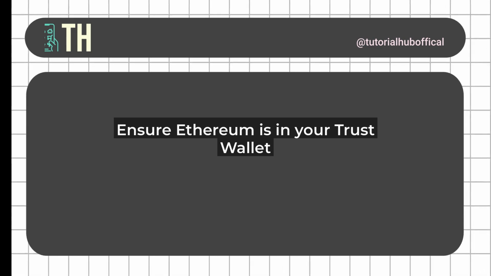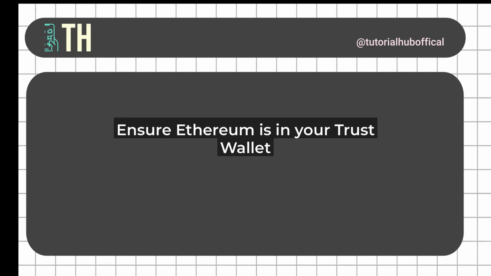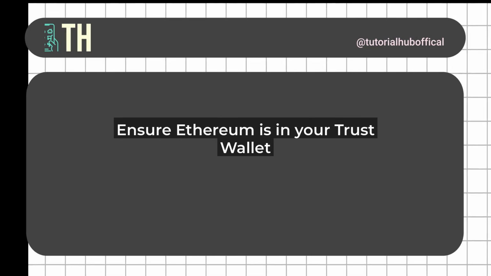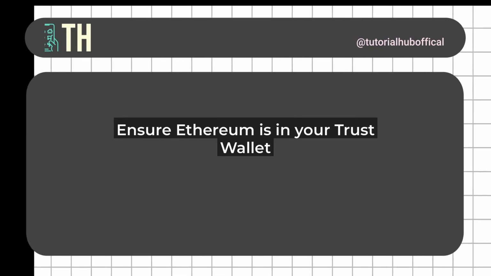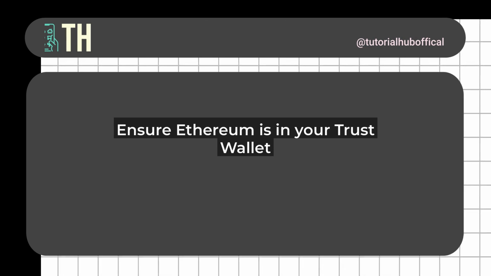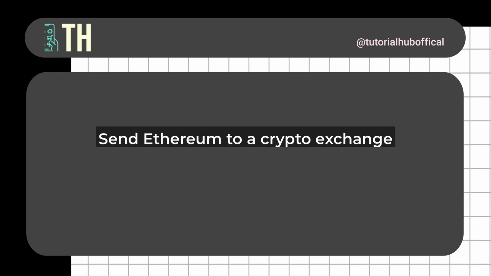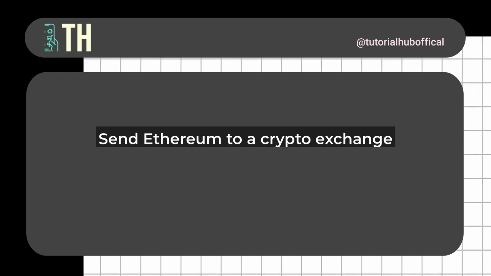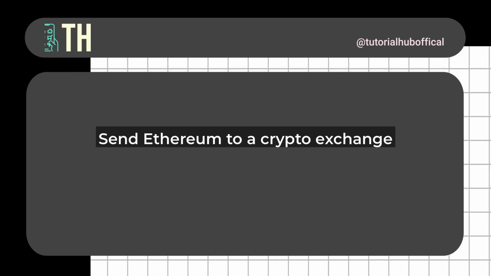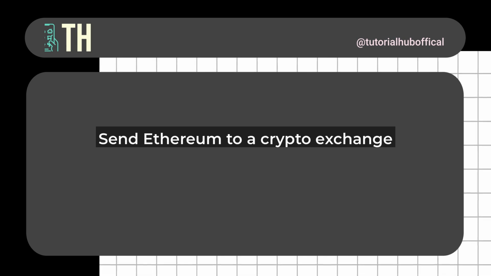First things first, make sure you have the essentials ready. You'll need a Trust wallet app installed on your phone with some Ethereum in it, a Cash App account linked to your bank, and access to a reputable crypto exchange like Coinbase or Binance, because Cash App doesn't directly support Ethereum deposits yet. Oh, and always double-check that two-factor authentication is enabled on all your accounts to keep things secure.